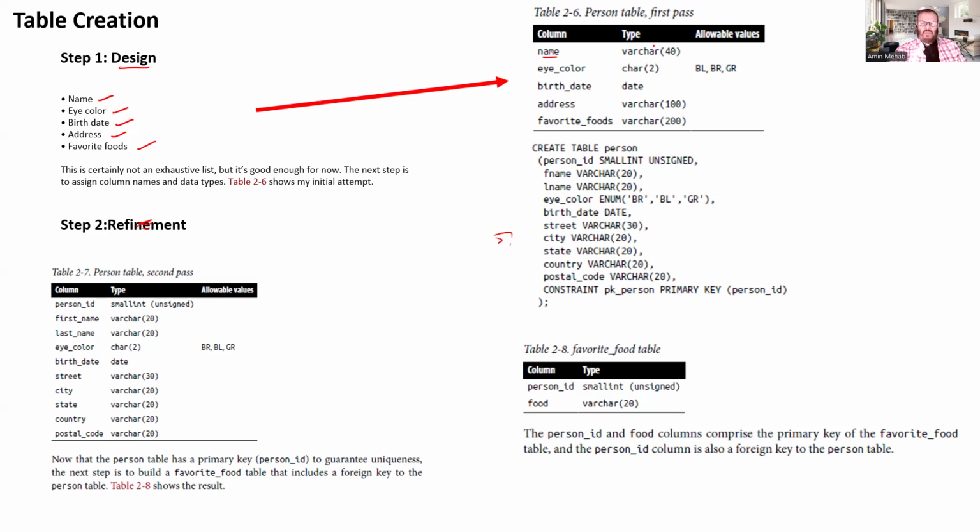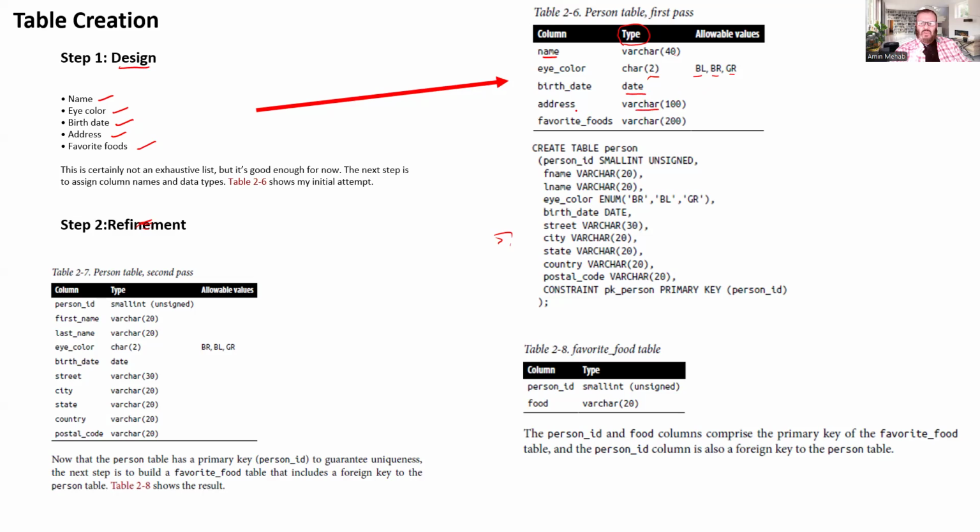Now, when it comes to the type, this is the type of data you'll be putting here. What does it mean? The name varchar 40 means you're going to give 40 spaces of characters to include exactly the name. 40 is more than enough. The eye color, you need only 2 spaces: BL, BR, GR, etc. The date, you put as a date.